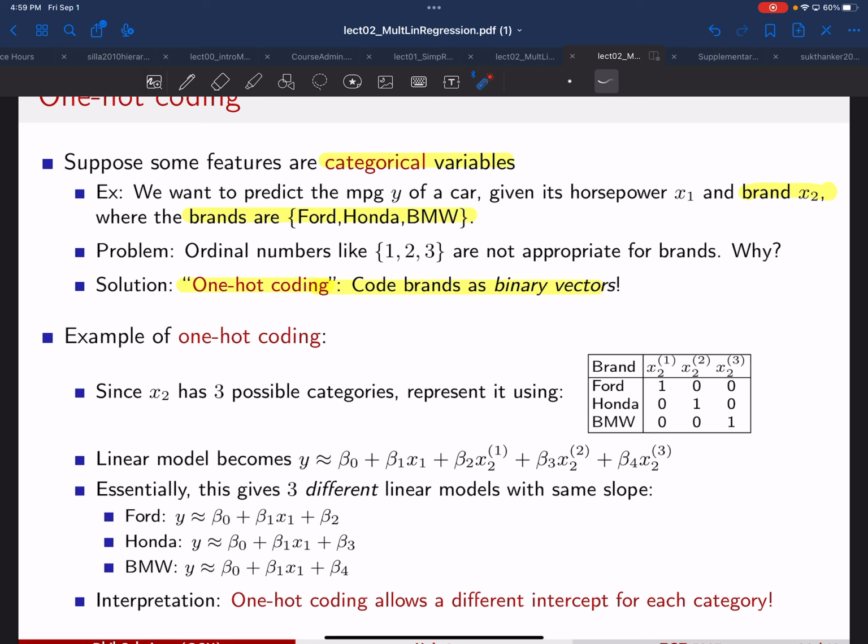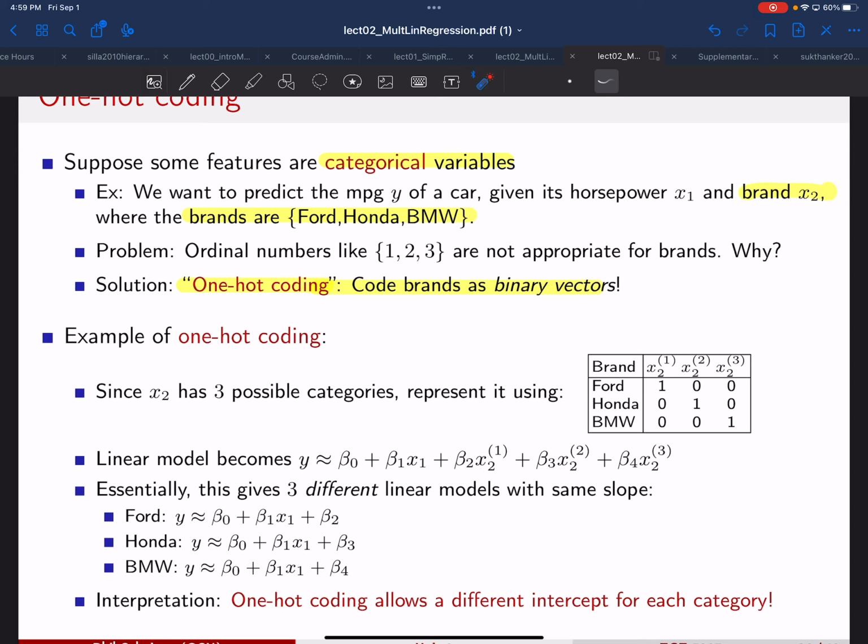Okay, so now that I have this, I can use the same techniques that we've developed until now without any issue. Yes? What difference does it make when we call it X3 and X4 instead of calling it X2, 2, X2, 3 and so on?